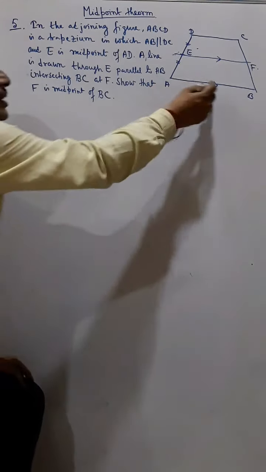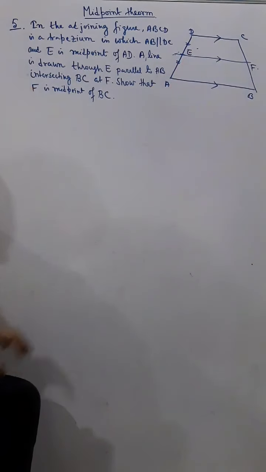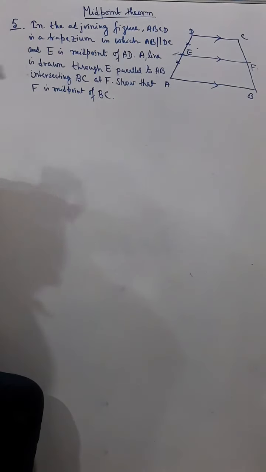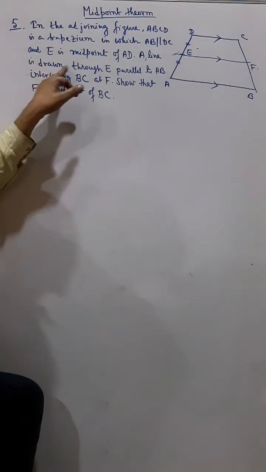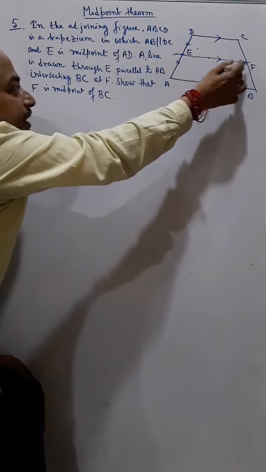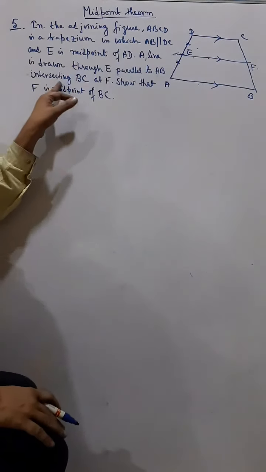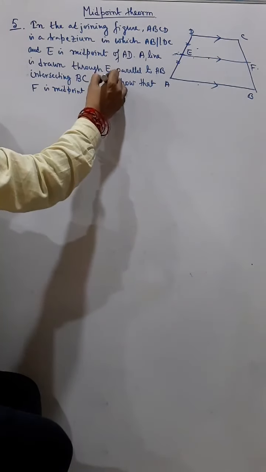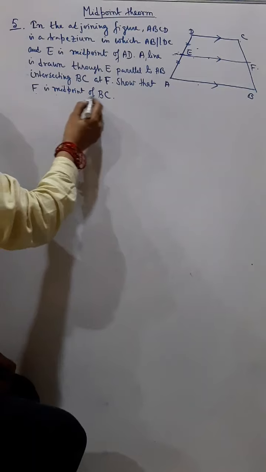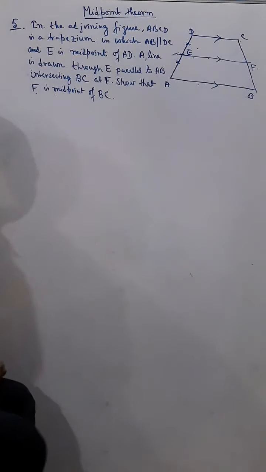Now see in this sum, in the adjoining figure, ABCD is a trapezium in which AB is parallel to DC, and E is the midpoint of AD. A line is drawn through E, parallel to AB, intersecting BC at F. Now what you have to prove? We have to prove that F is also the midpoint of BC. So that is what we have to prove.